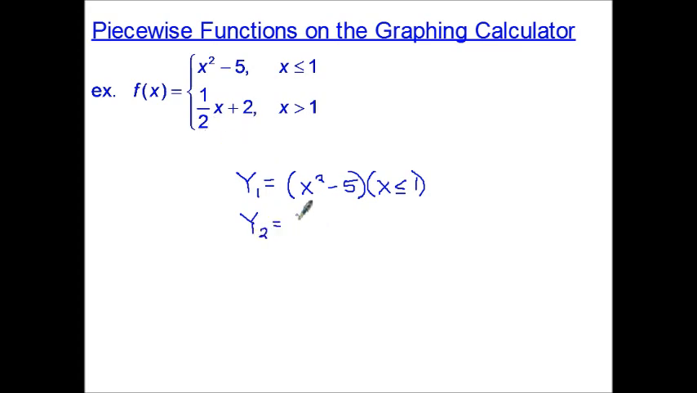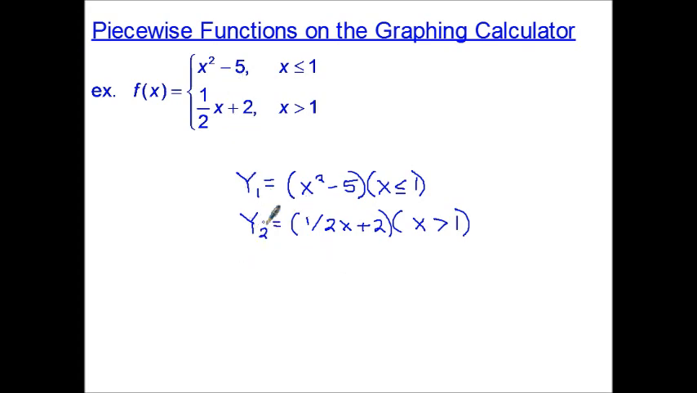So you would type in your 1 divided by 2, x, plus 2, close the parentheses, open a new set of parentheses for the inequality, x greater than 1. The inequalities are located under the test menu, which is accessed on the left side of the calculator. I'm sure you can find the button. There it is. So that's what you'd type in, and then it would graph the thing we had on the other screen.